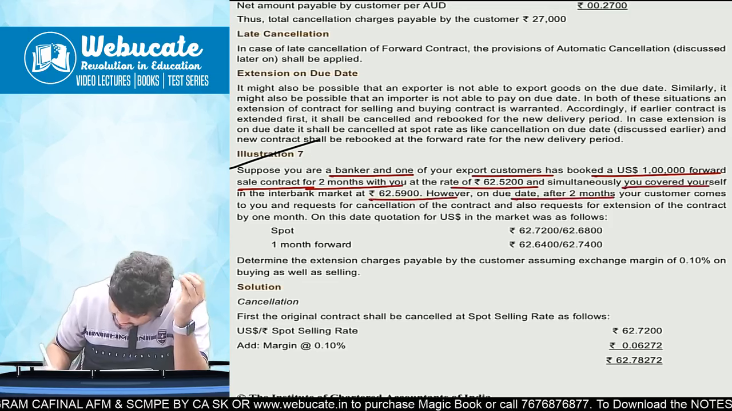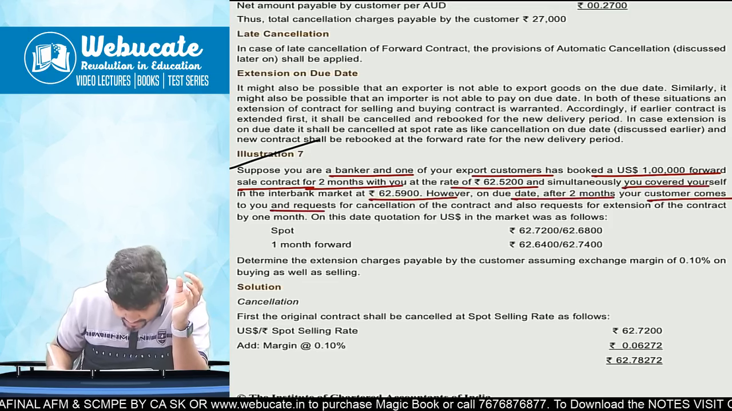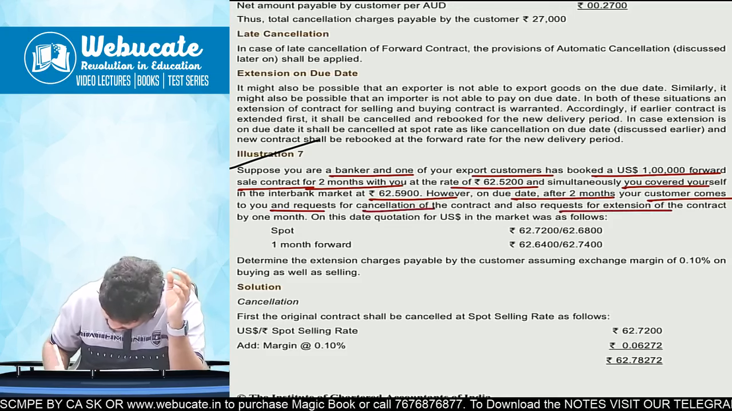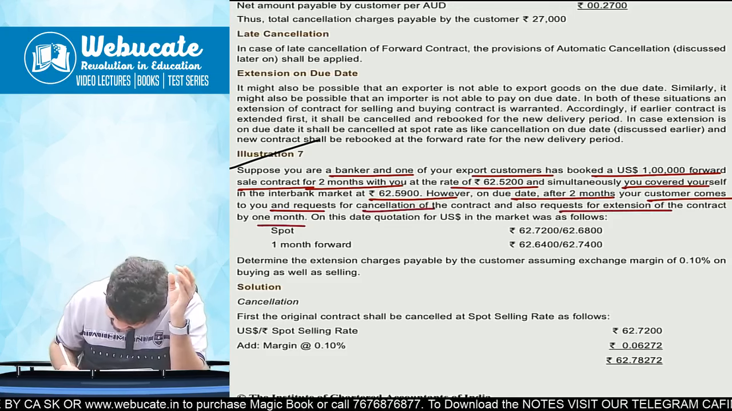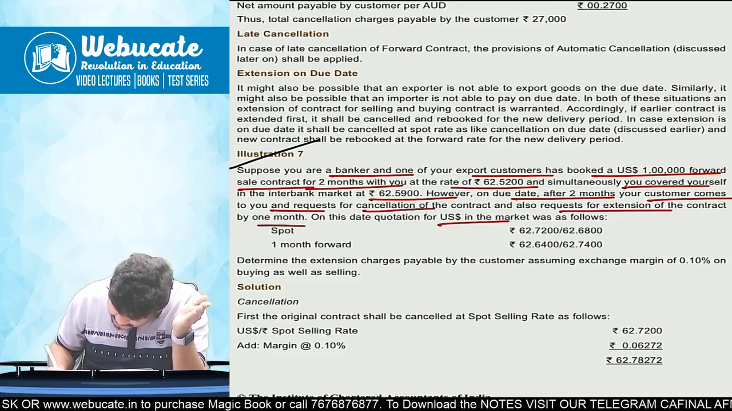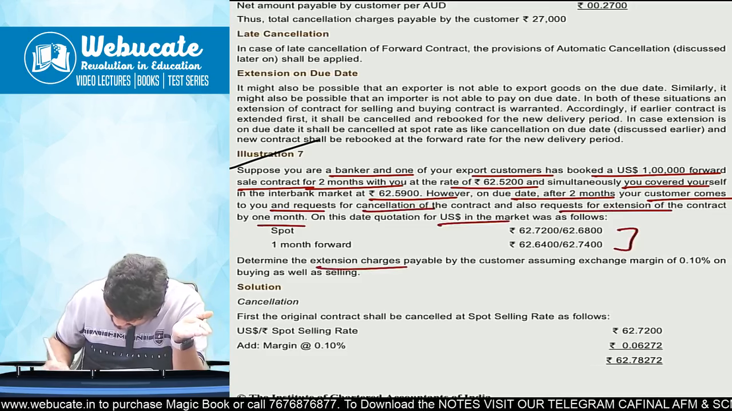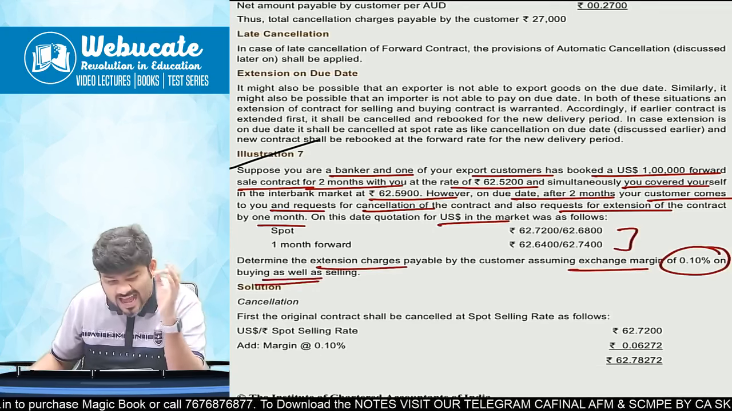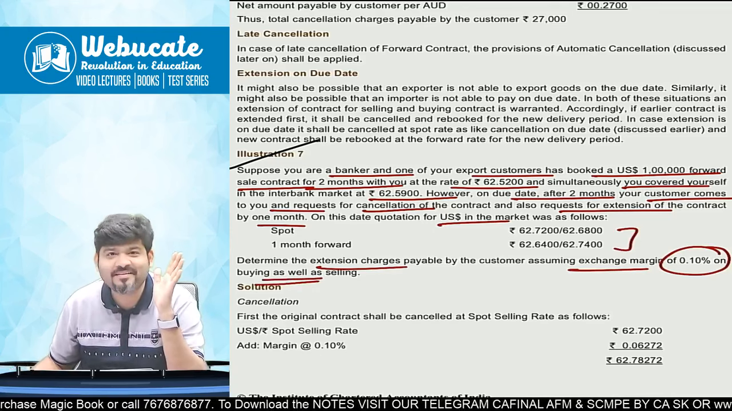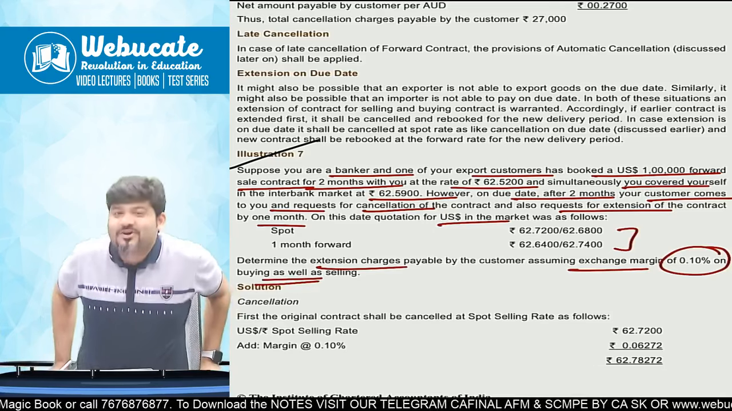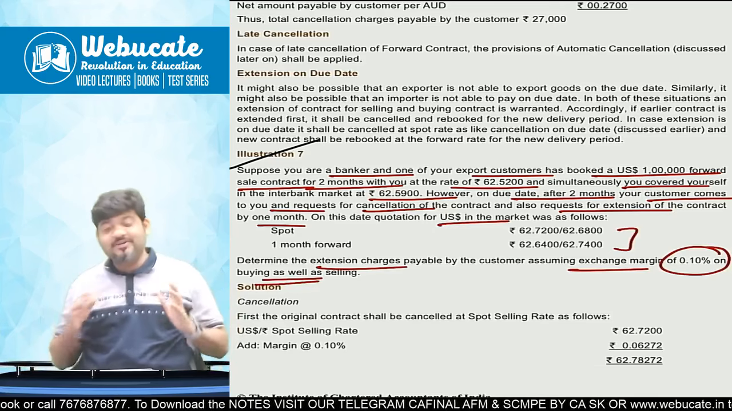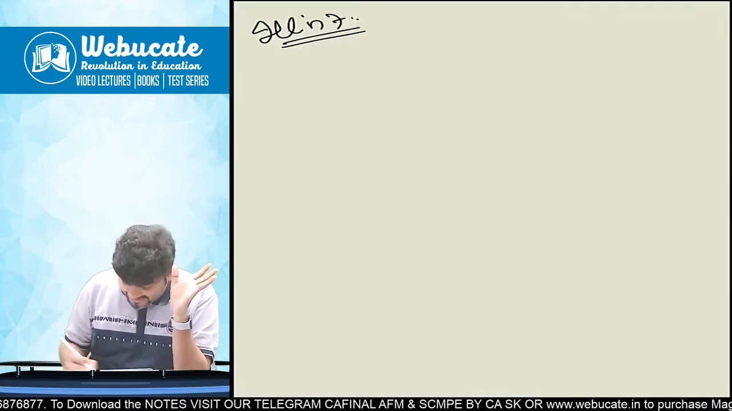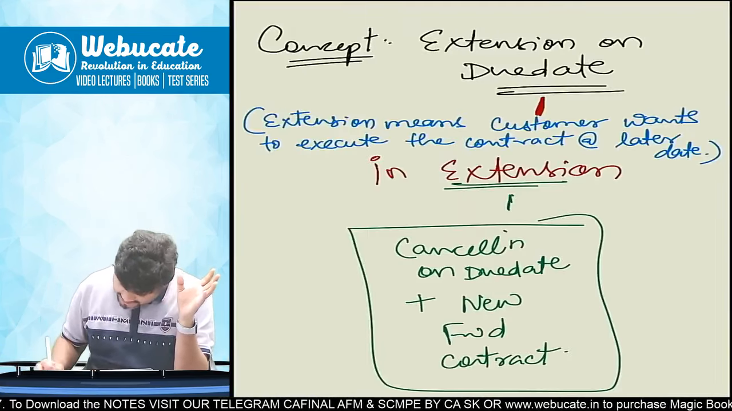However, on due date after 2 months, your customer comes to you and requests for cancellation of the contract and wants extension of the contract by 1 month. On this date, the quotation is as follows. Determine the extension charges payable assuming margin of 0.1%. Ideally, with the knowledge now that you have got, you should pause the video and solve this sum. I will go ahead with the flow, but ideally, you should solve it. Chalo. What is this question? Extension on due date.